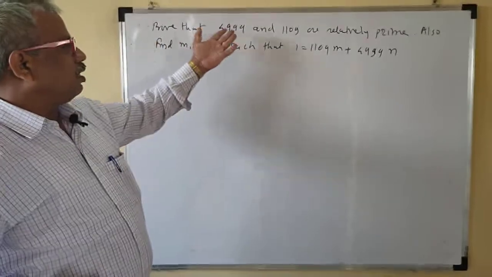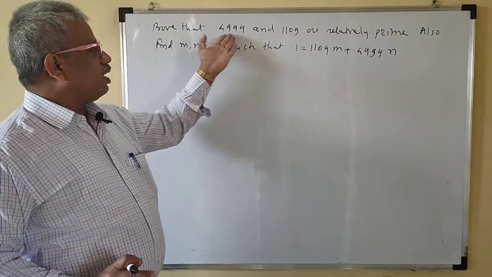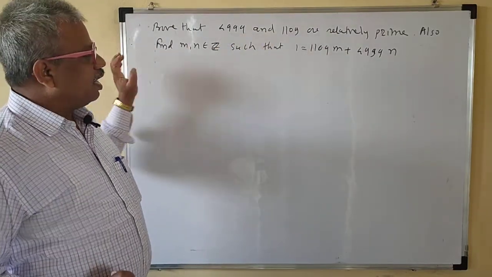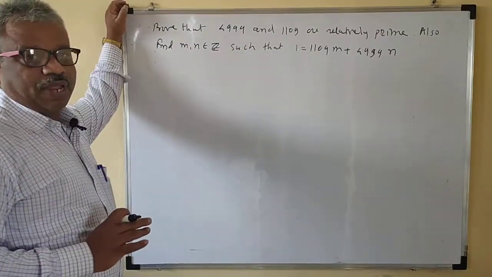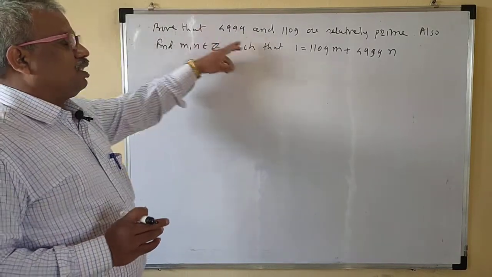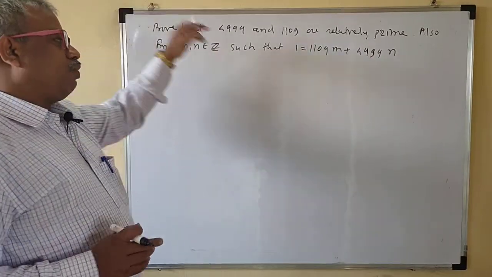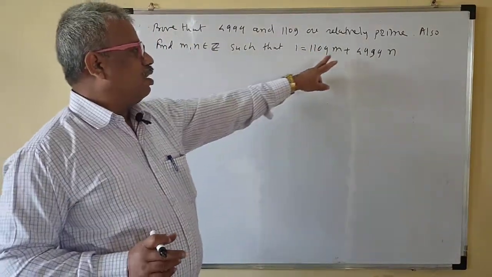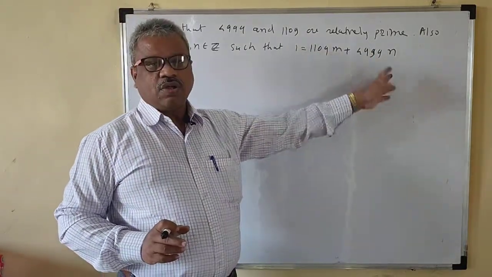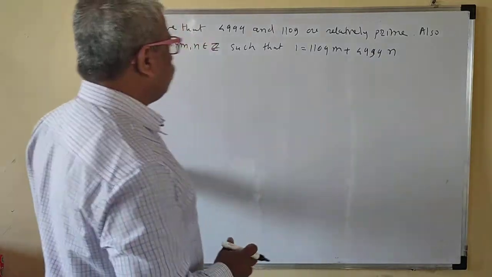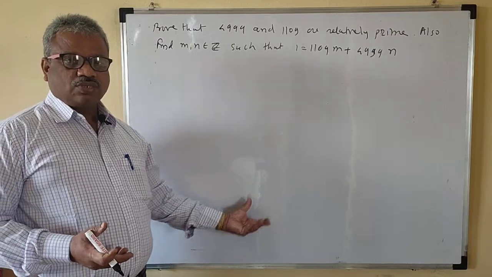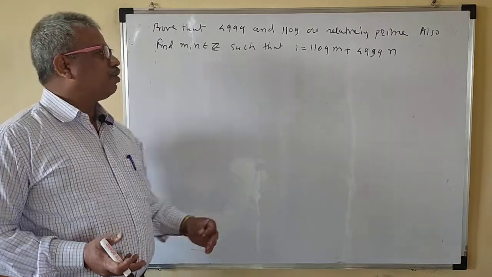So here the question is like this. Show that 4999 and 1109 are relatively prime. That means you have to show that the GCD is 1, and you have to express that GCD as a linear combination of these. You have to find this m and n, where m is the coefficient of 1109 and n is the coefficient of 4999. So we do the same thing. Just show that the last non-zero remainder is 1. Okay, so we do this.